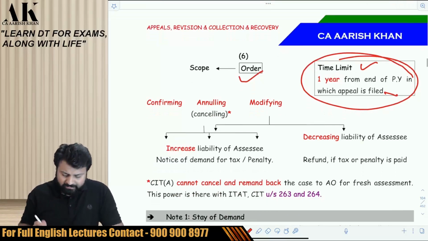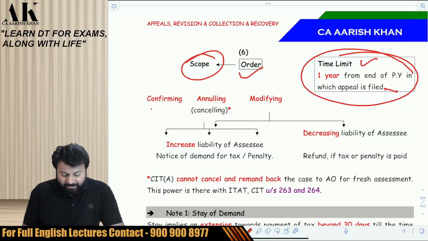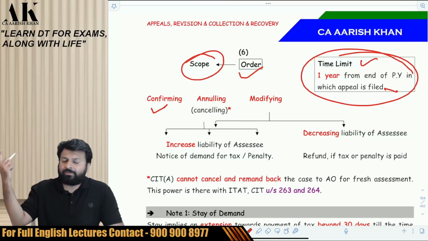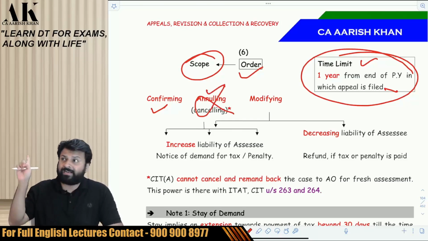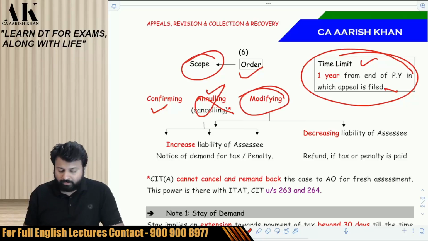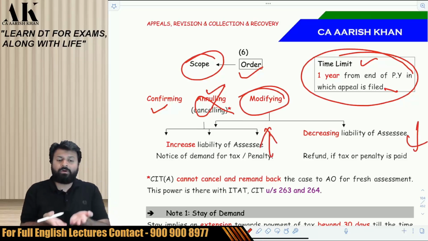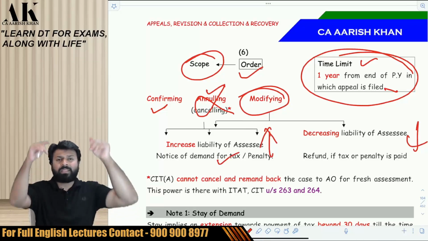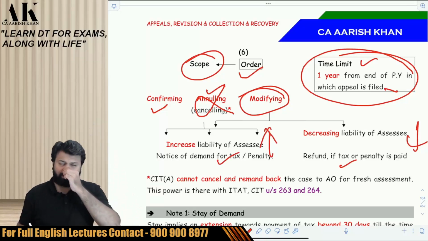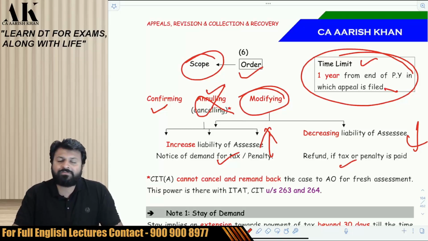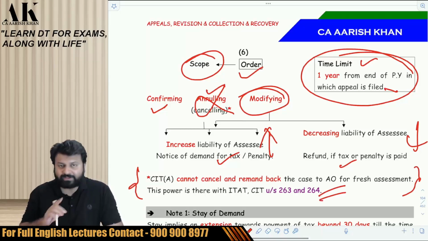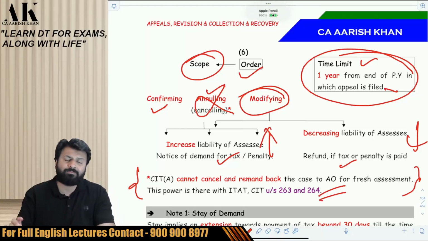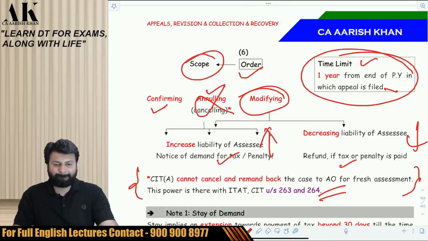Okay. Next, what will be the scope of the order? CIT appeal can confirm the order of AO and say that whatever AO has said is correct. Or it can annul the order of AO. Annul means cancel the order of AO and say that the order passed by AO is wrong. Or it can also modify on the higher side or lower side. If there is a modification on the higher side, you have to pay demand. If there is a modification on the lower side, then you will get what? Refund. Okay. So this is what this first appeal is all about. This power is not there with CIT. You will understand this power after I explain the next appeal. So just wait for some time. You will understand this line after some time.